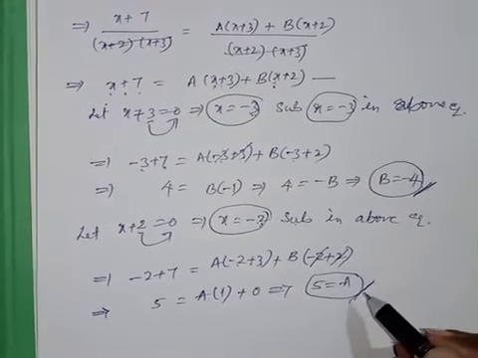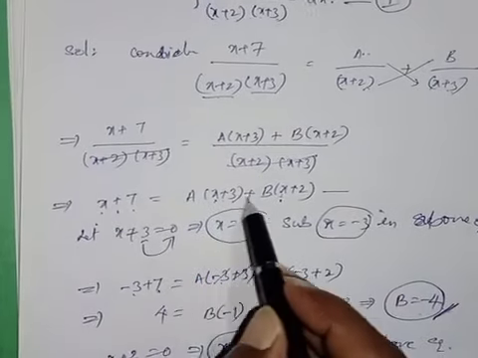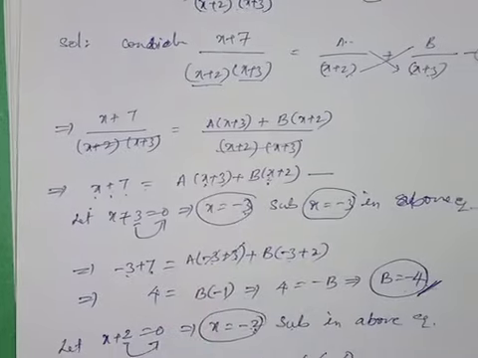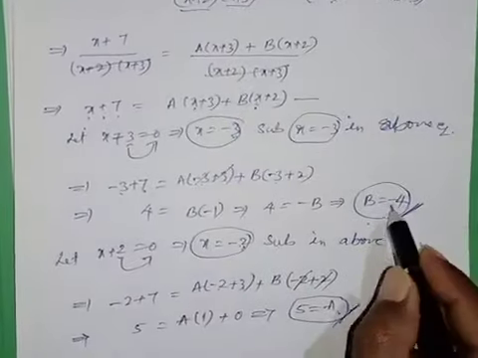If you have any doubt about the A and B values, substitute these A and B in this equation, and you will get x + 7. The LHS is equal to the RHS. If A and B satisfy this equation, these two are the right values.